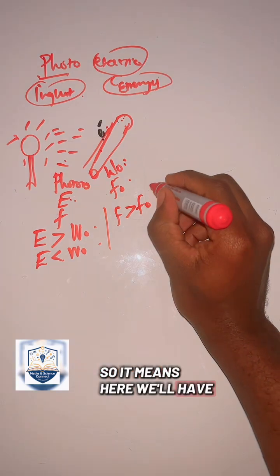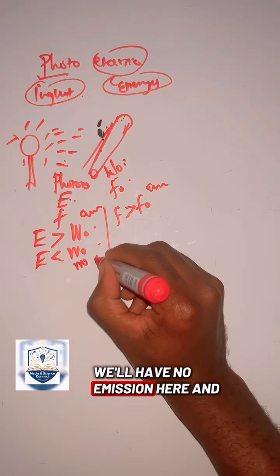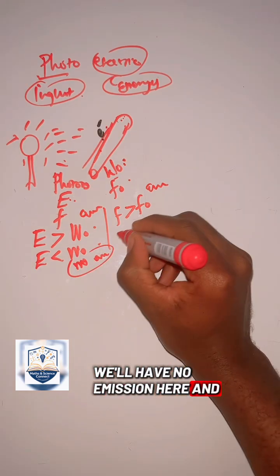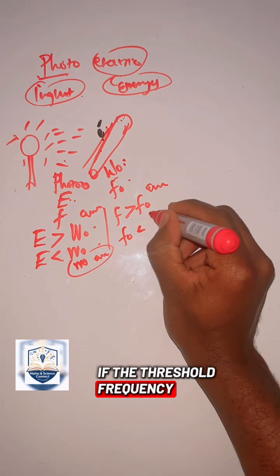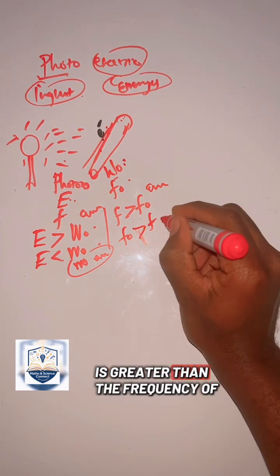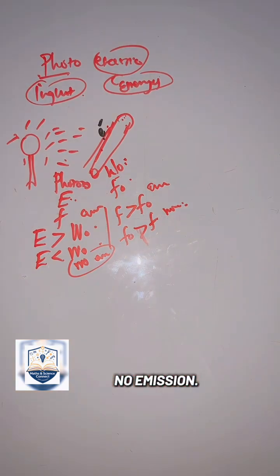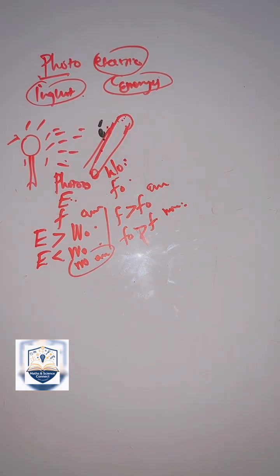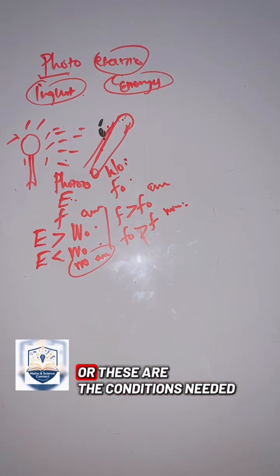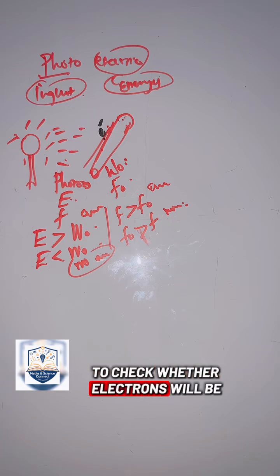So here we have emission, and here we have no emission. If the threshold frequency is greater than the frequency of the light, there will also be no emission. These are the conditions we use to check whether electrons will be emitted or not.